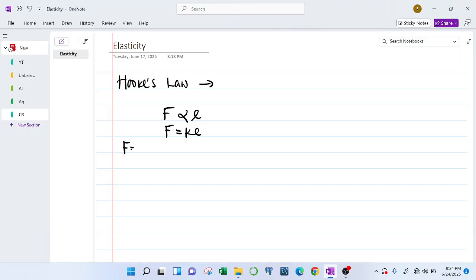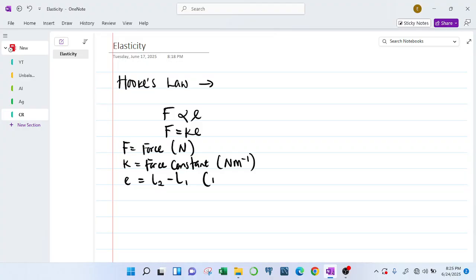Where F is your force, you have to note this is physics, so you must always deal with SI units. So your force has to be in newtons. K is referred to as the force constant. And in this case, it is Newton per meters. And then your extension is your final length minus the initial length. But the most important thing, it has to be in meters.